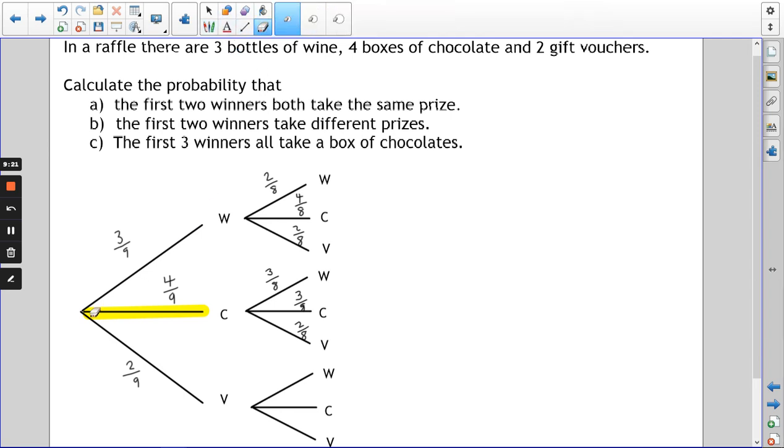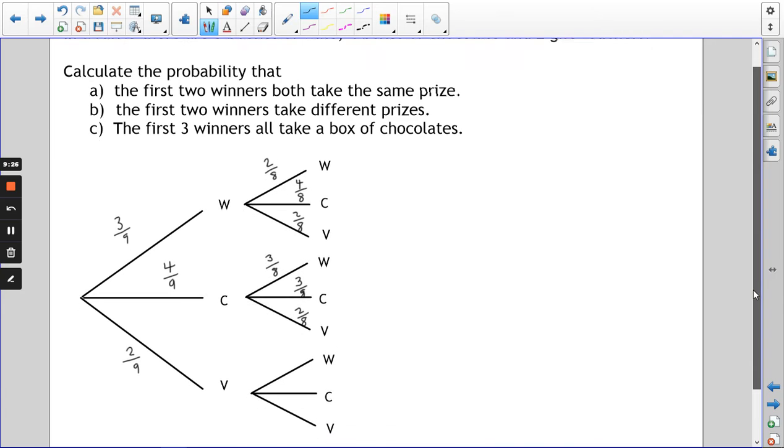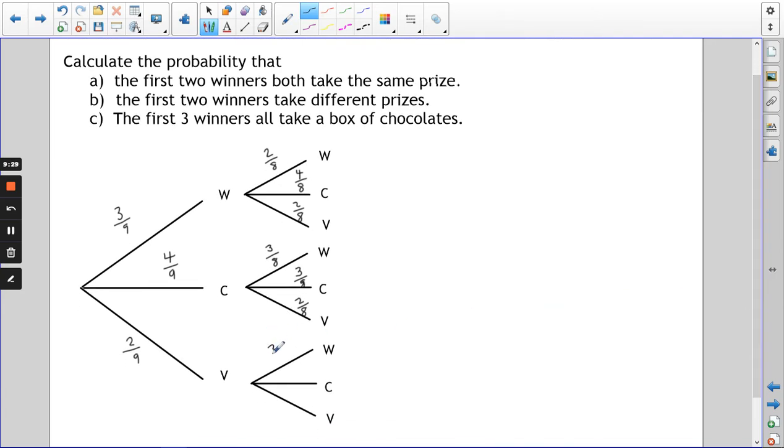So let's rub that out and say, well, what if the first prize winner took one of the gift vouchers? What prizes would be left? Well, there would be 3 bottles of wine left for the next winner. There would be 4 boxes of chocolates, but now there would only be 1 voucher. Okay, so that's where you've got to be really careful, is getting the right fractions depending on what already happened. When a bottle of wine was taken, there's less bottles of wine. If a box of chocolates gets taken, there's less boxes of chocolate. And if a voucher gets taken, there's less vouchers left. But whatever you do, the denominator is going to change as well because there's less prizes to be won.